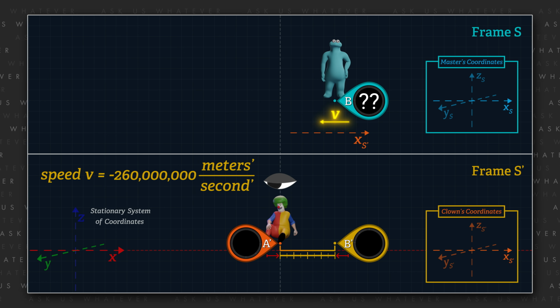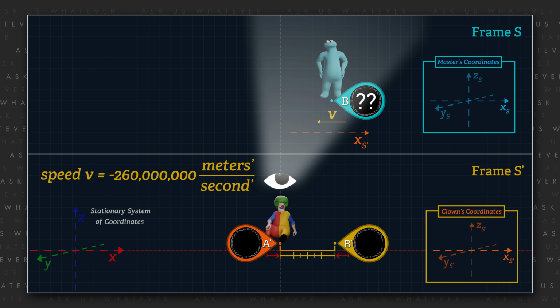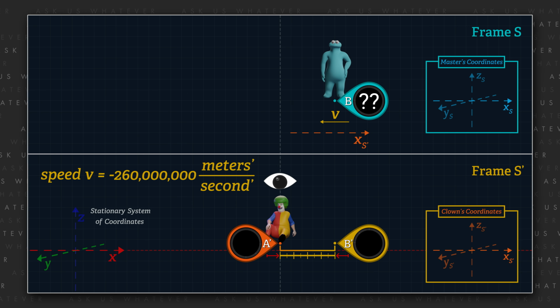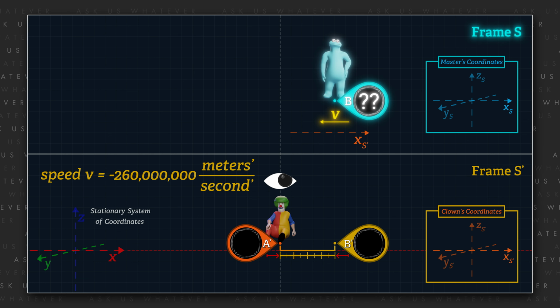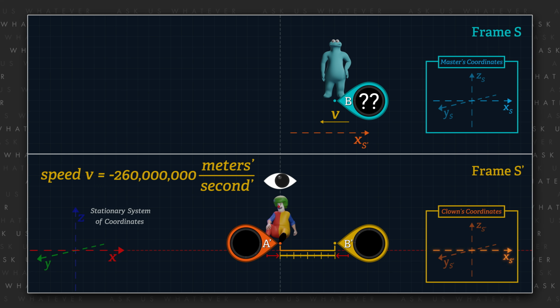Remember that speed v is the speed at which an observer measures another frame to be moving using the axes and dimensional units of the observer's frame. So v is now the speed that the clown measures frame S to be moving relative to the clown's x prime axis, as measured in units of meters prime per second prime.